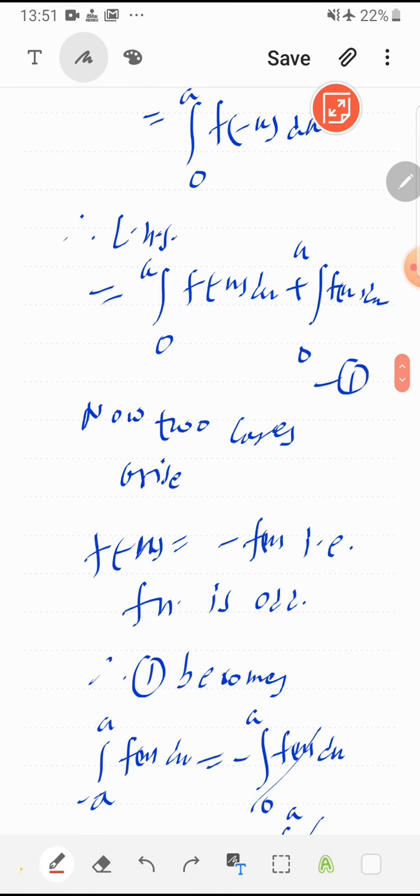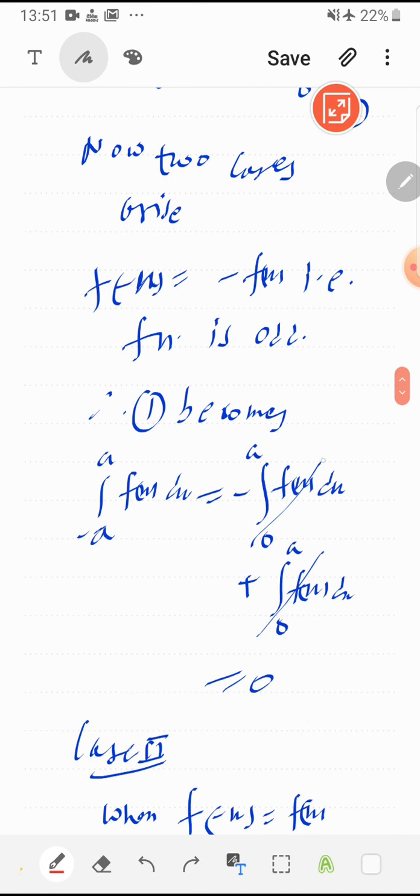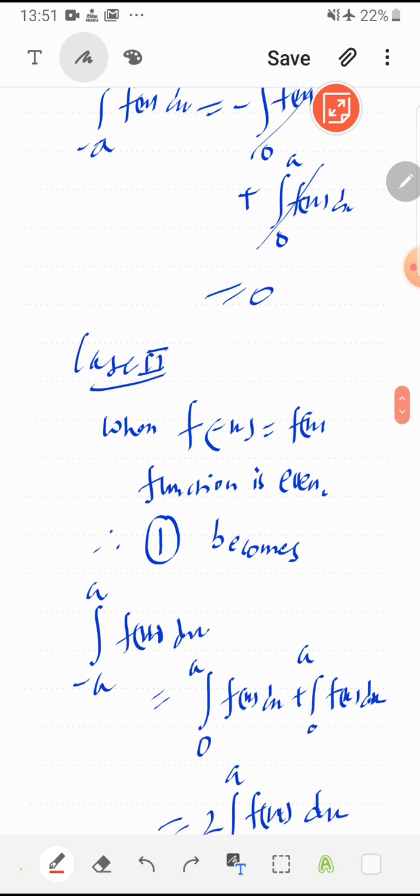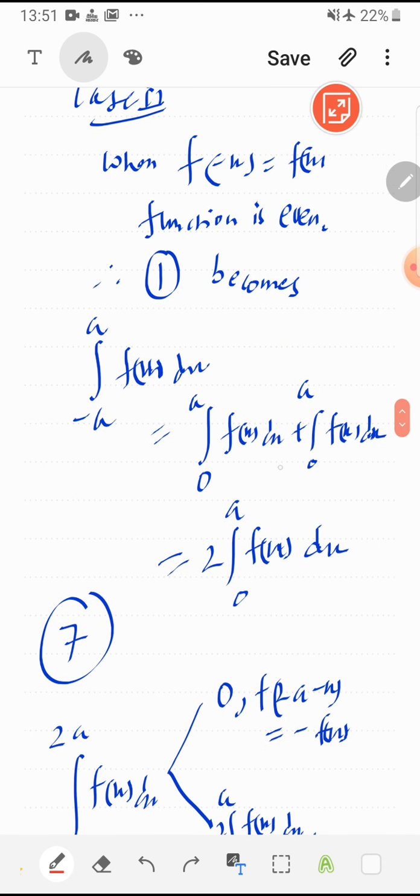Now two cases arise based on this expression. If f of minus x is minus f of x, then that means f of x is odd. So obviously two integrals will be cancelled out and we will be left with 0, which is the one case. And second, when it is the same, then obviously nothing will be cancelled and rather they will be added because these are same. So 2 times 0 to a f of x dx.